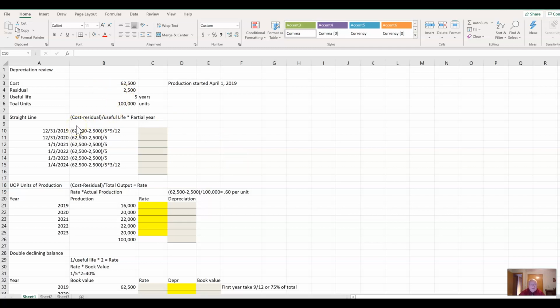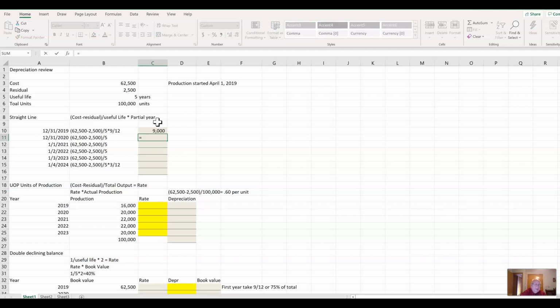First method we're going to try is the straight line method. And what we have here is cost minus residual divided by useful life times the partial year. Okay, this is for straight line, applies to the first and last of the partial years. So we have 62,500 minus the residual of 2,500 divided by the useful life of 5. And if that was it, we would stop there. But we take this times now 9/12. So that gives us $9,000.